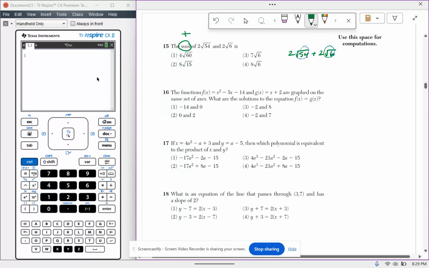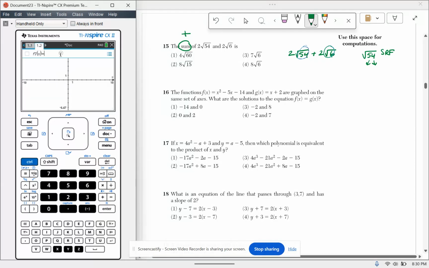So let's go ahead and put the square root of 54 into simplest radical form, so that way we can see if we can combine it with that 2 radical 6 afterwards. If you'll recall, we put something into simplest radical form by typing the number under the radical over 6.